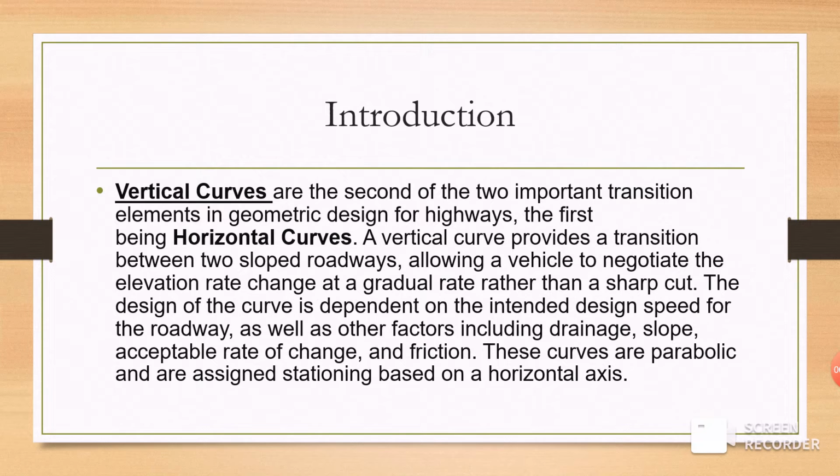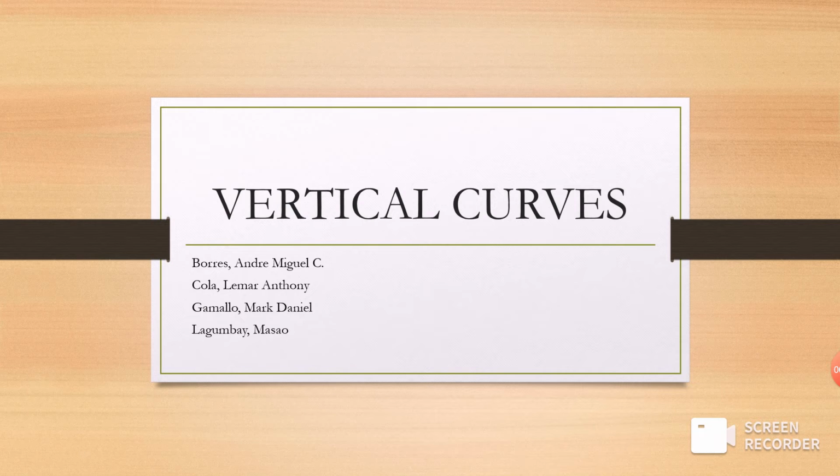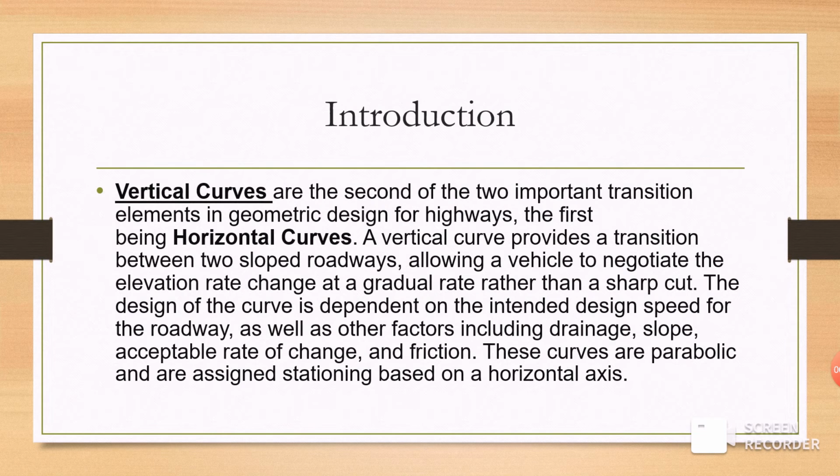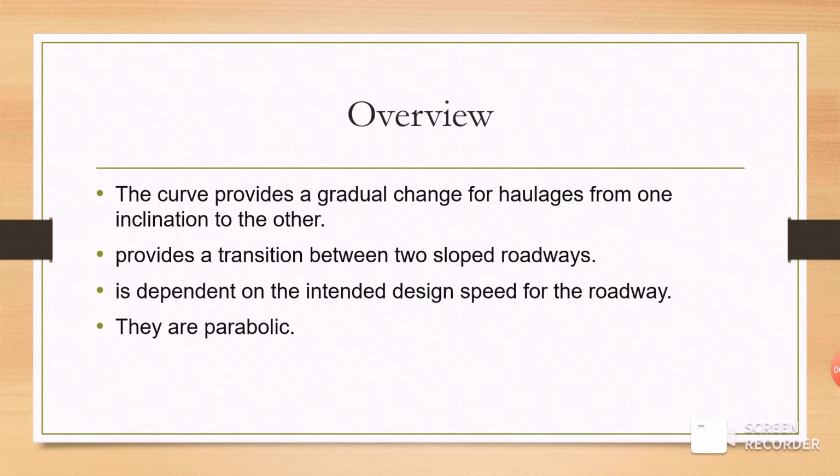The design of the curve is dependent on the intended design speed for the roadway, as well as other factors including drainage, slope, acceptable rate of change, and friction. Those curves are parabolic and are designed using stationing based on the horizontal axis. The curve provides a gradual change for haulages from one inclination to another.